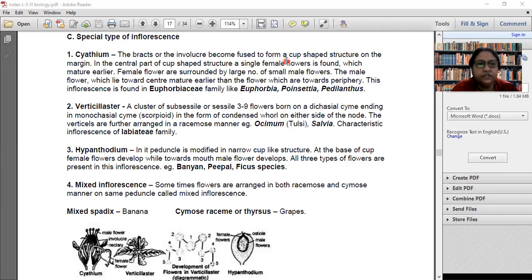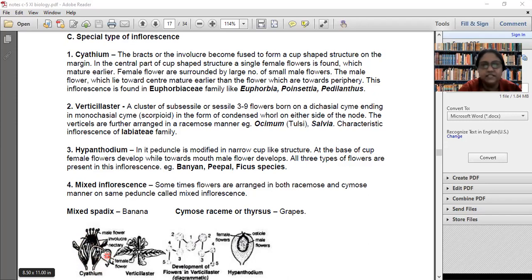So what happens over here? The bract is converted into a cup-shaped structure, and in the central part of this cup-shaped structure, female flower is found, and this female flower matured earlier. So we call it protogyne. When in a structure, female parts mature first, we call it protogyne. You can see here this cup-shaped part is the involucre, and at the center this is the female flower.